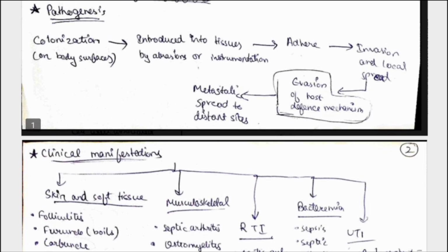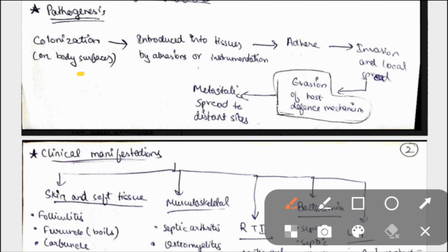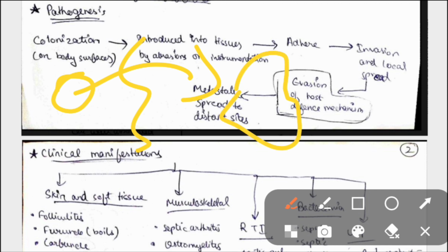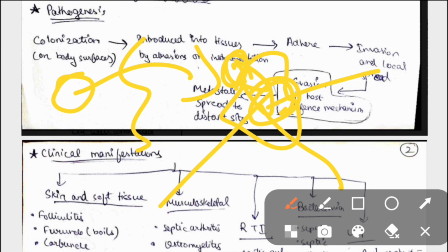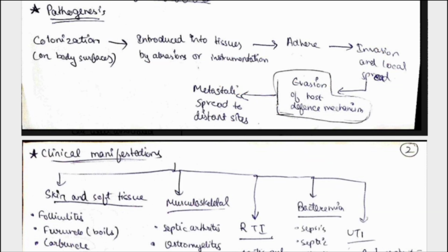Now coming to the pathogenesis. First, there is colonization of the body surface and introduction into tissue by abrasion or instrumentation, then adherence, invasion and local spread, evasion of the host defense mechanism, and metastatic spread to distant sites. The bacteria first colonize the body, and through an abrasion, meaning any type of injury, they enter our body. Then they adhere to the surface, invade, and start multiplying, and from there they spread to different parts of our body. This is the pathogenesis.